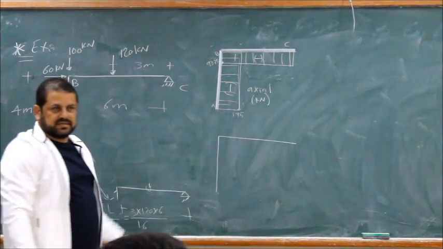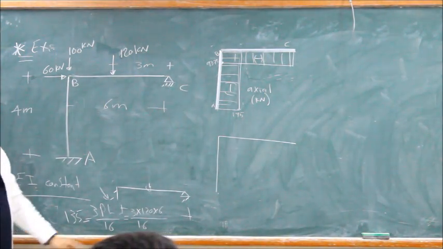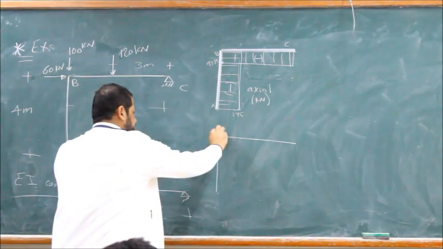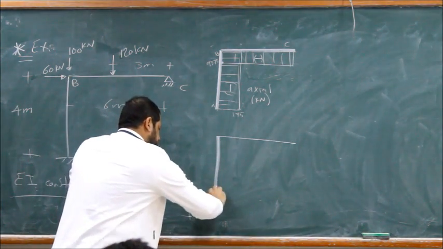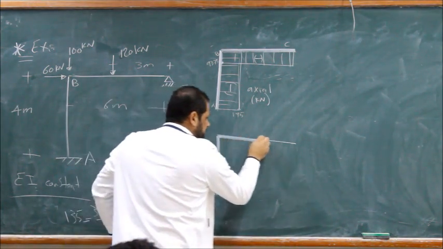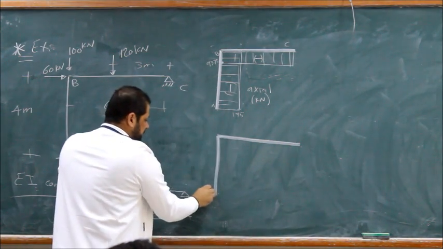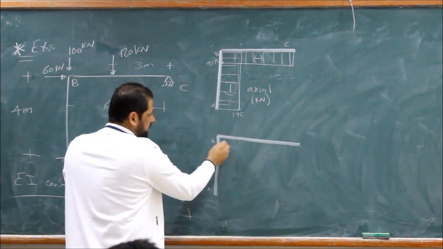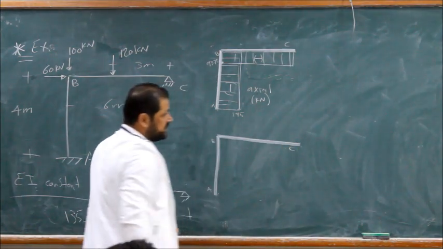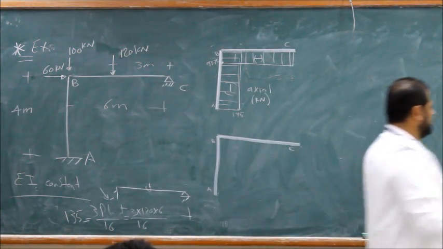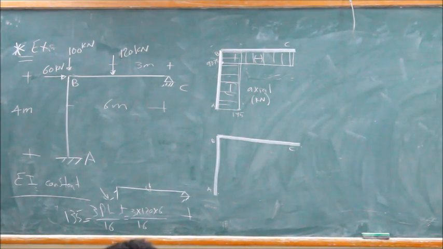Axial force diagram is the easiest. Good. Now let's talk about the shear. A, B, C. The shear here. You stand from inside and you look.